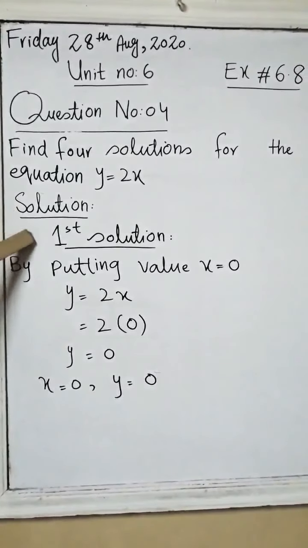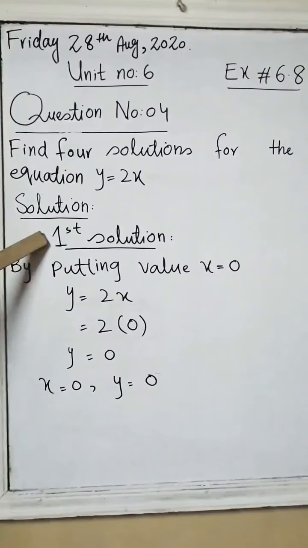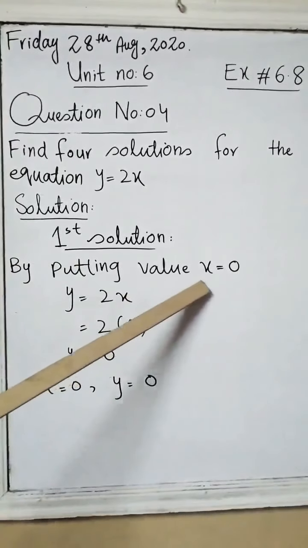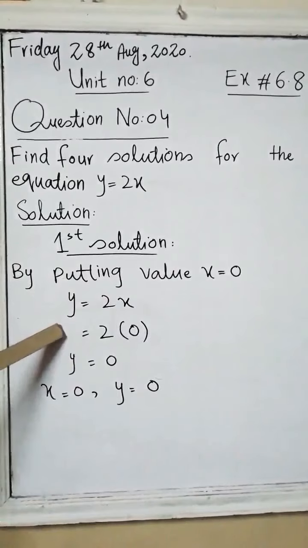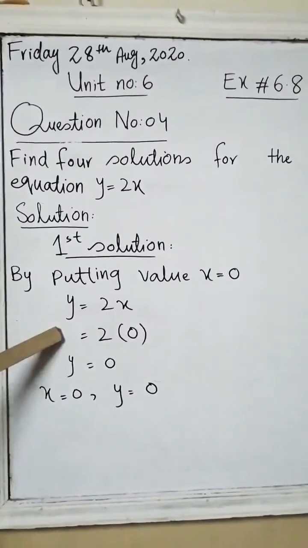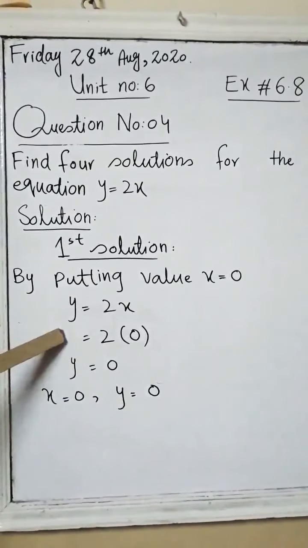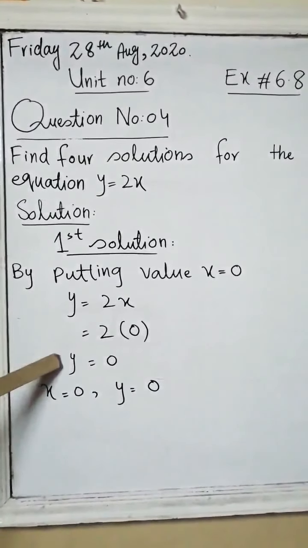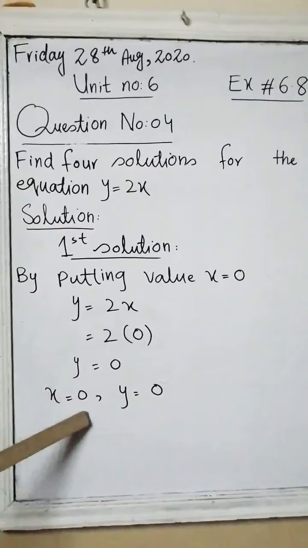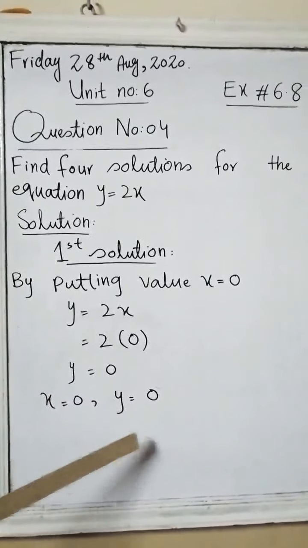Here is our first solution. Here we will assume x is equal to 0. So we will write the statement by putting the value x is equal to 0. We will use our given equation y is equal to 2x. In place of x we will write 0. So we will write 2 into 0. By multiplying both we get 0. So y is equal to 0. x is equal to 0 and y is equal to 0.